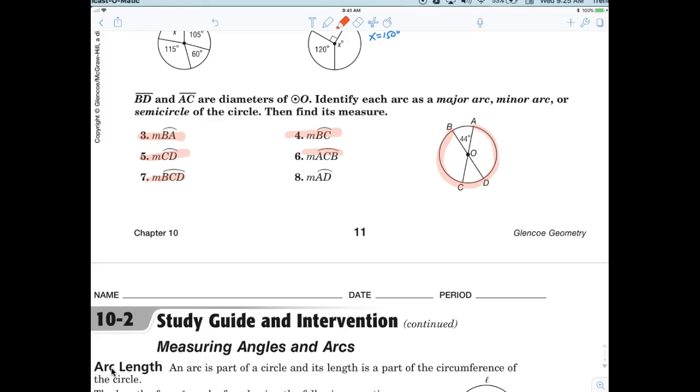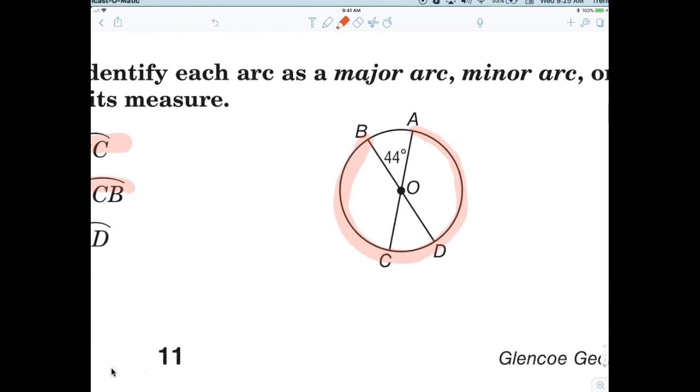You said that the angle measurement correlates to how big it is. Well, that one's 44. That thing's not 44. So what they're saying is this measure right here would be 44 degrees. This right here would be 136 degrees, because that's 136 degrees. Okay, right, exactly. And they're vertical angles and everything else.